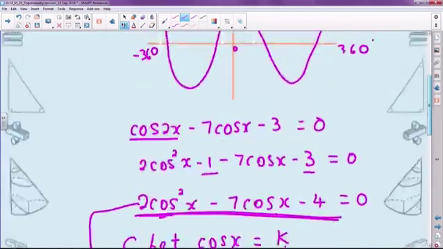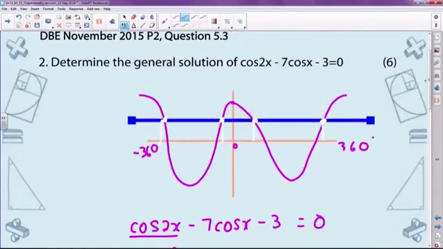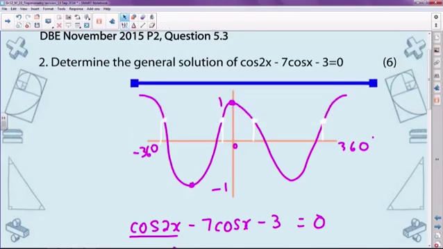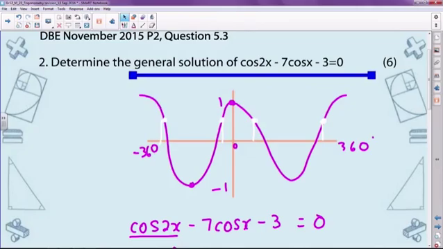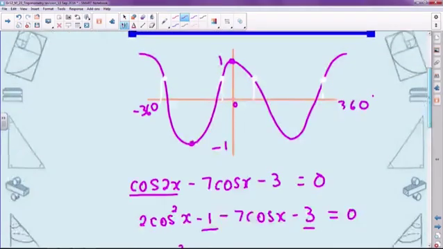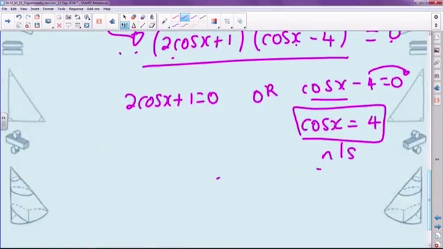Well, if we go back to the cos graph that I've drawn up here, you should know that the maximum point of a cos graph is 1 and the minimum point is minus 1. The value of 4 is sitting somewhere there. Does the cos graph ever reach that blue line? No. So therefore there is no solution for x there.